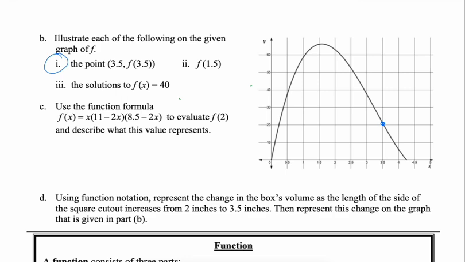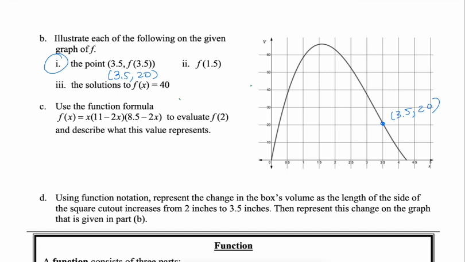We plugged a 3.5 in earlier. Did we plug in 3.5 earlier? No, it was 3.1. Okay, so if you plug in 3.5, you do get 20. So let's rewrite this as the point 3.5, 20. They both mean exactly the same thing. I'm going to mark that on the graph.